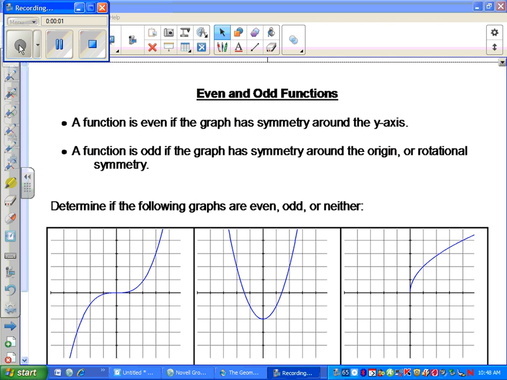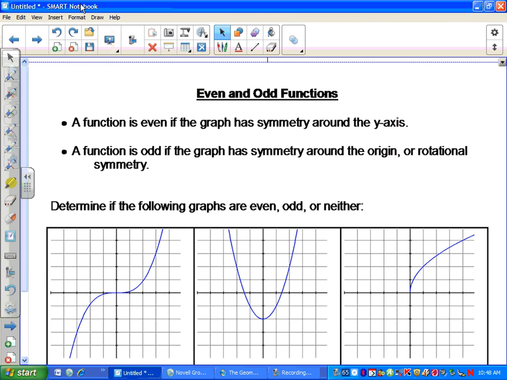On even and odd functions. Okay. So we're going to learn how to tell if a graph is even or odd, and you'll figure out in a minute more about why it's even and odd.